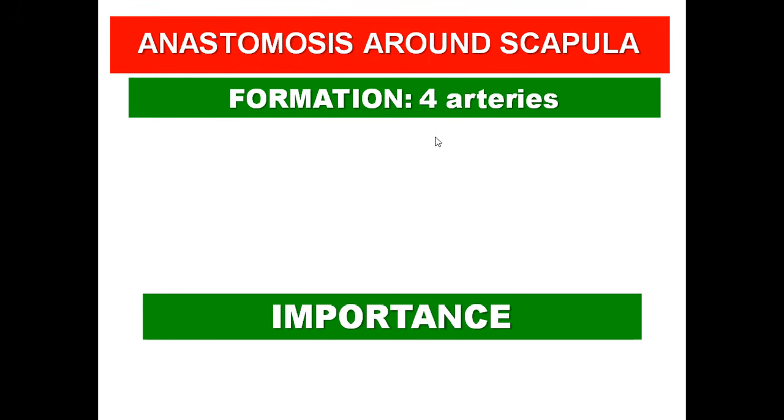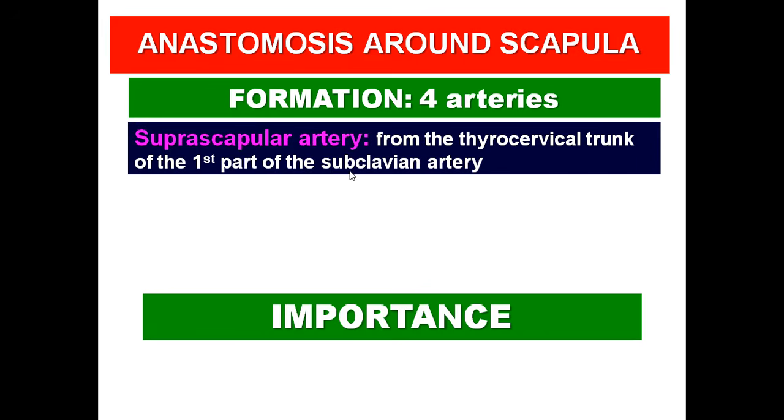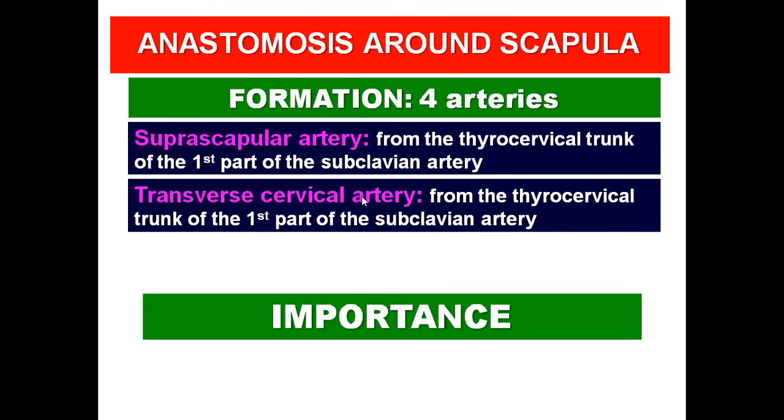So again, anastomosis around the scapula. 4 arteries, and then we'll talk about the importance. Suprascapular artery from the thyrocervical trunk, which is a branch from the first part of the subclavian artery. Second one, transverse cervical artery, which is also a branch from the thyrocervical trunk of the first part of the subclavian artery.